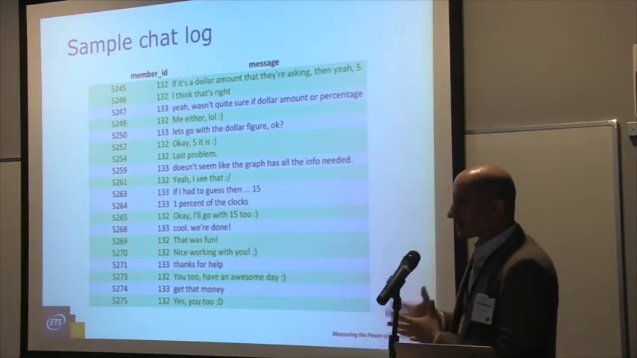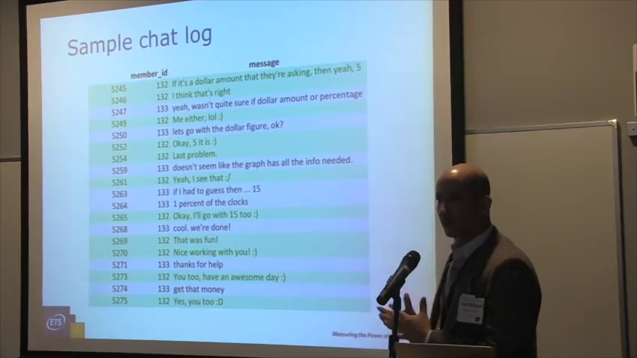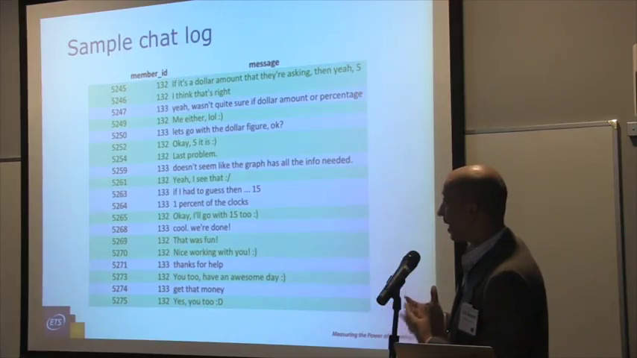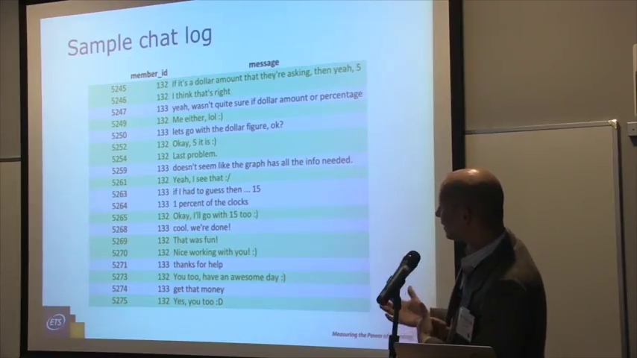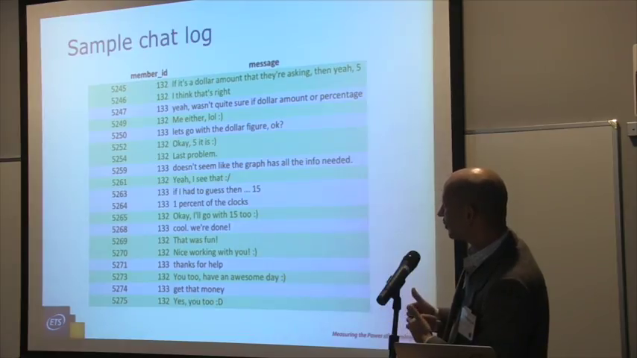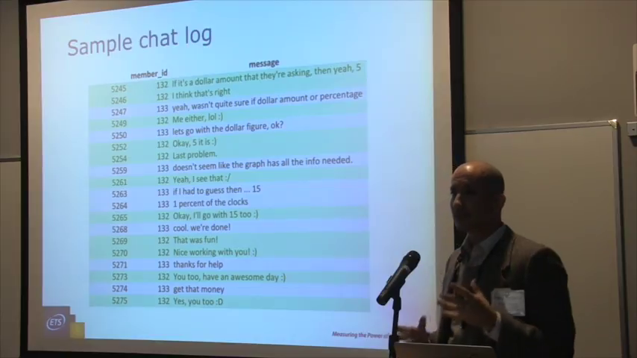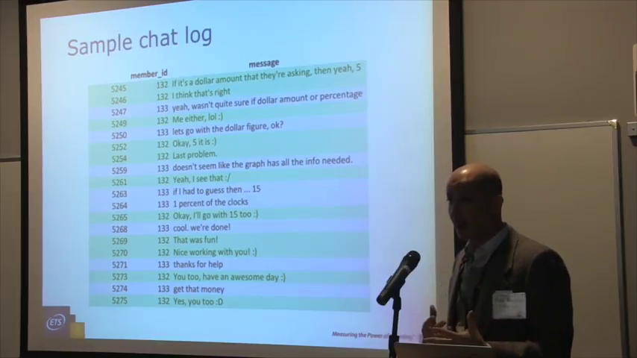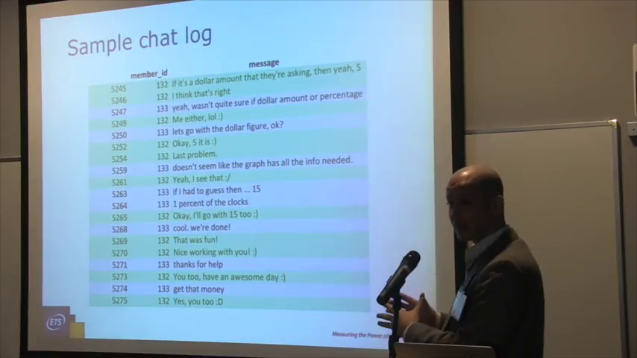And in this pair, you can see that sometimes they're doing things that would constitute evidence of collaboration, but not always. So in the beginning, if you're reading ahead, there's a discussion about, are they asking for the dollar amount or the percentage? "I'm not sure." "Me either." "I think it's the dollar figure." "Okay." So they've actually resolved an ambiguity that most students would have that could lead them to a wrong answer, and because they resolved it, they got it right.